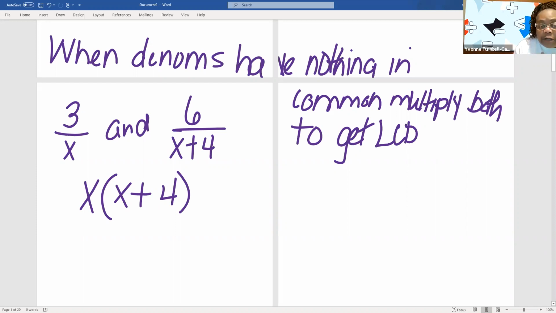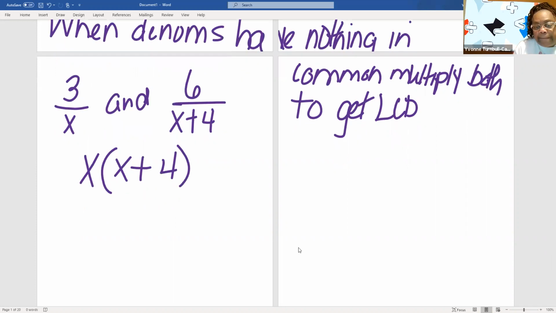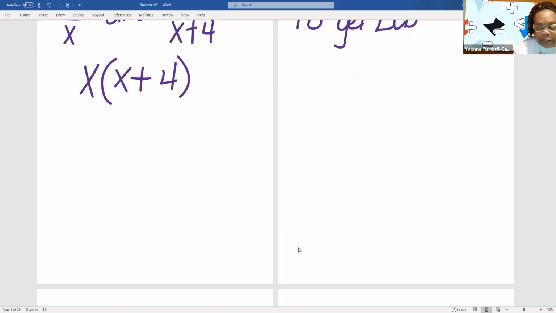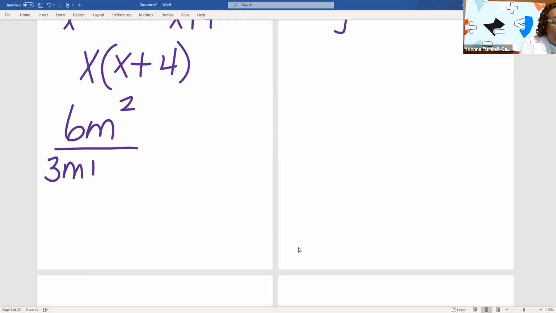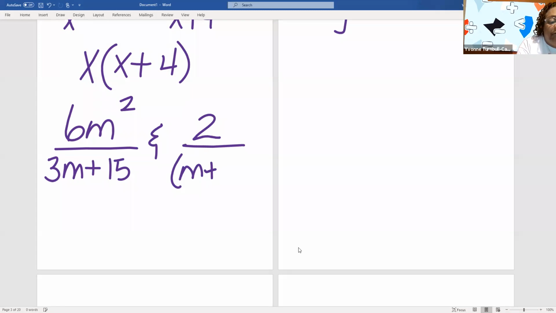Okay, now we're going to step it up a notch. We're going to have a little bit more going on in our expressions. Okay, let's see what we have here. We have 6m squared over 3m plus 15, and we have 2 over m plus 5 squared.